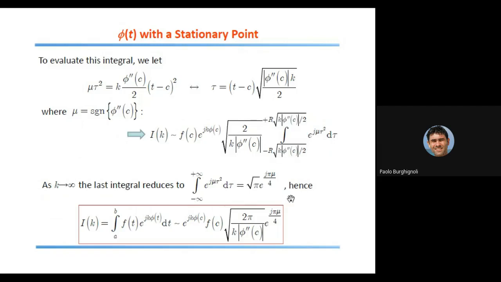Since we know the value of this integral when the integration domain has been extended to infinity, then plugging everything inside the expression here, you will get this final formula, which is very similar to the final formula of the Laplace method, in which you can see we have the function f evaluated at c. We have the exponential, the Fourier exponential, also evaluated at c. And then we have this term here, which is the algebraic term in the asymptotics, where again k is in the denominator and inside the square root. So the pattern is more or less similar.